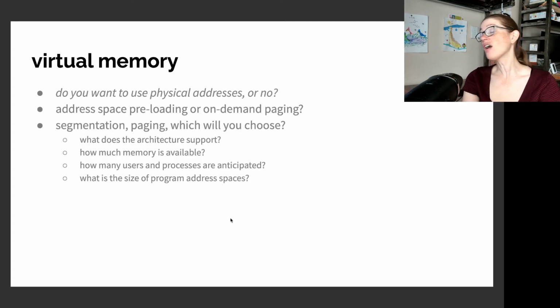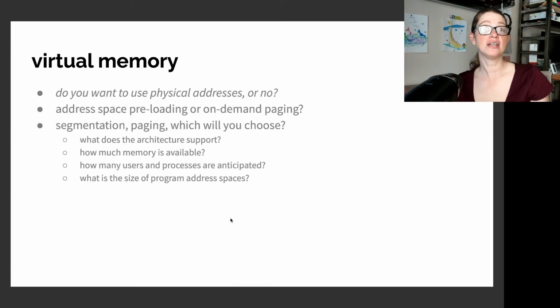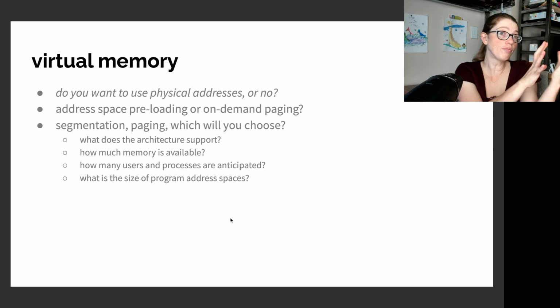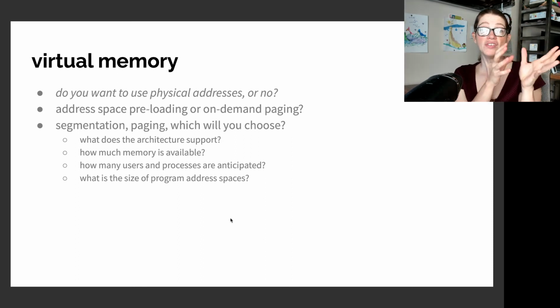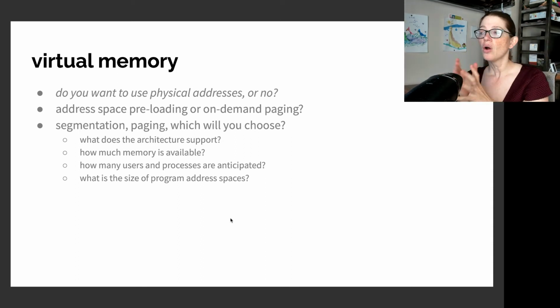And then we have to talk about virtual memory. Are you going to use it? I know earlier versions of Windows and DOS actually didn't, but most operating systems these days use virtual memory. So if you are going to use virtual memory, what are you going to do? Are you going to support preloading of the address space like OS/161, where we load the whole program into memory first? Or are you going to do on-demand paging, where you only load the parts of the program when you need them?